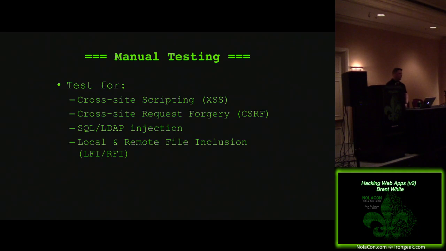Local and remote file inclusion. This is one of my favorites. I've compromised more hosts because they allowed file inclusions than probably any other vulnerability out there, leading all the way up to shell. So check that out. Can you upload a web shell? Can you use cross-site scripting to bring something malicious in that will help you escalate your privileges?